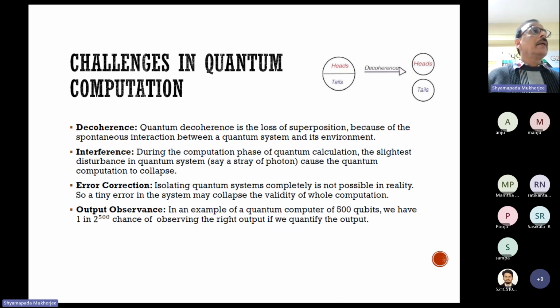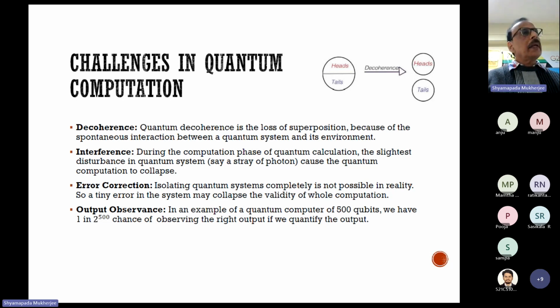The challenges are many. It is very difficult to construct a quantum computer, because we work on the atomic scale. On the atomic scale, the electron is moving. Even if there is a small disturbance, it changes a lot. So there has to be a method similar to classical error correction. I have a quantum error correction method. A lot of research is going on in this quantum error correction. So I have output, observation, interference, because a small disturbance will change the states a lot.